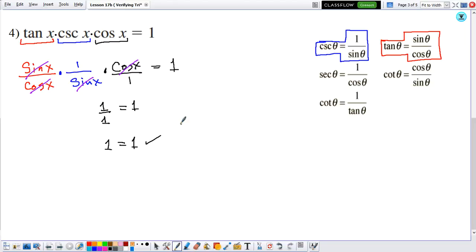So this is how you simplify trigonometric equations. Again, the strategy here is to choose the hardest side. Once you identify the hardest side, try to rewrite everything in terms of sine and cosine using the basic trig identities that you have here and make a match like the other side.